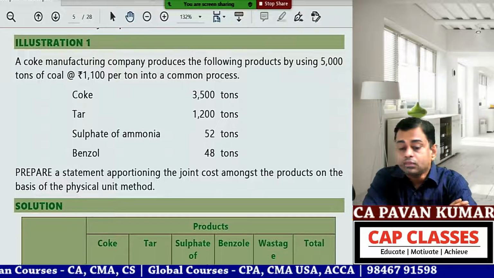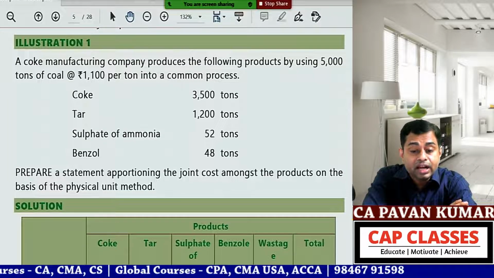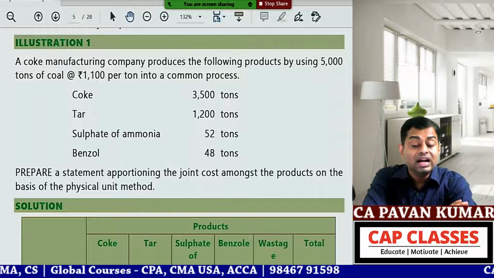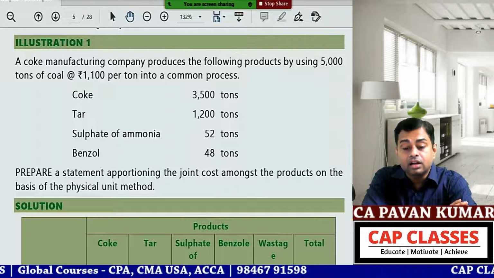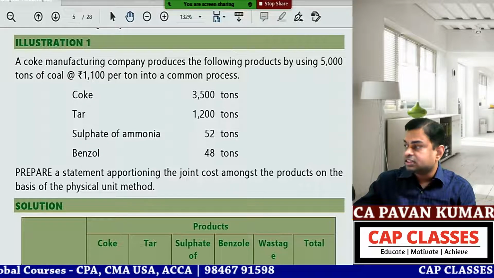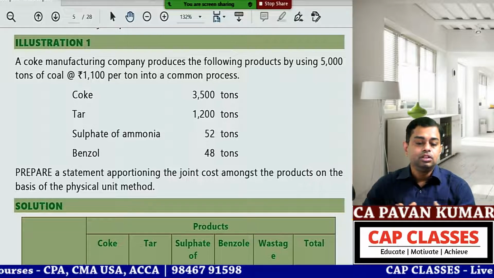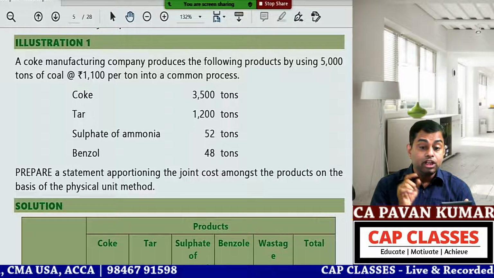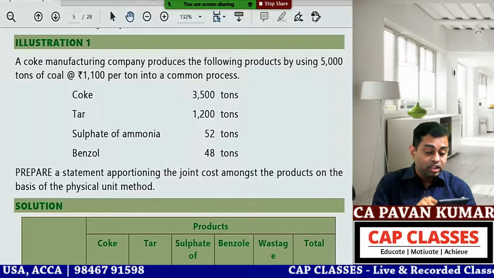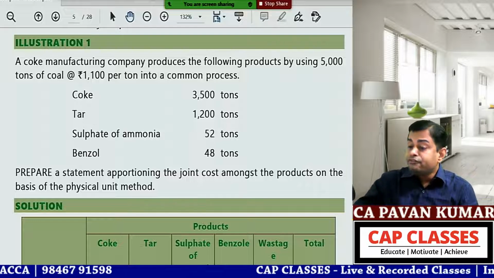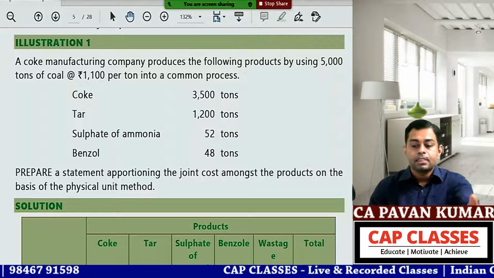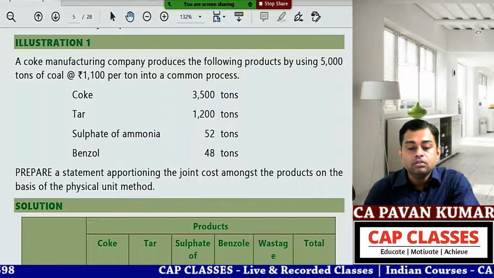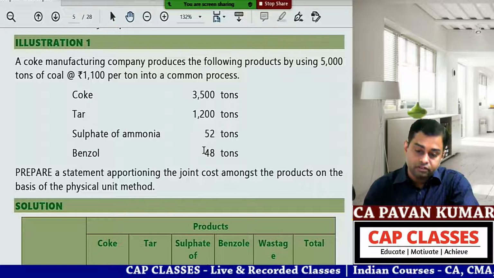Illustration 1. A coke manufacturing company produces the following products by using 5,000 tons of coal at a rate of 1,100 per ton into a common process. Can you tell me the joint cost? Take your calculator. Can I say 5,000 tons are used at 1,100? So the total is 55 lakhs. So you put materials equal to 55 lakhs, correct? 5,000 into 1,100. Very good.